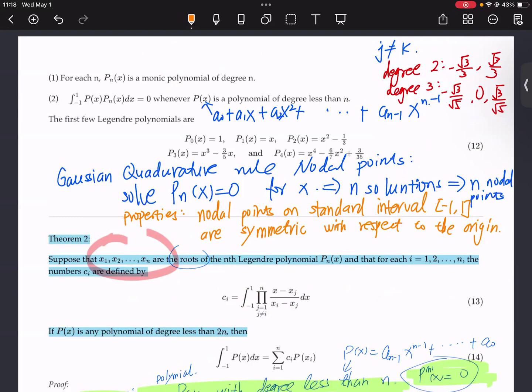So let's get back to the Gaussian quadrature rules. We already have the very important part, the nodal points. The next part is about the coefficients, right? Usually we write the quadrature rule in this way: a sum, with coefficients a_i, and f evaluated at the nodal points. So now the question is, what is this a_i?